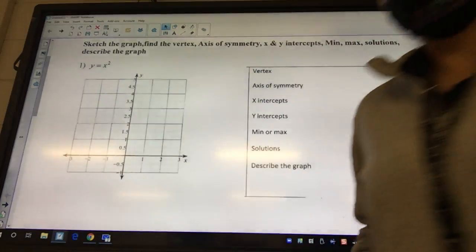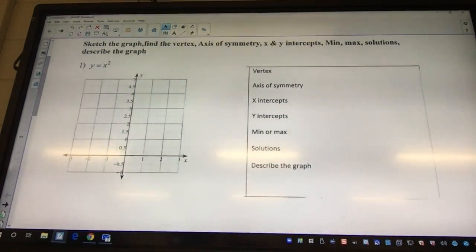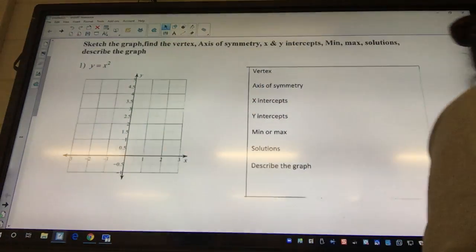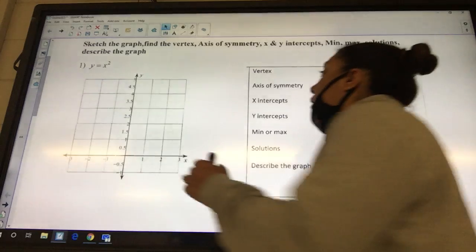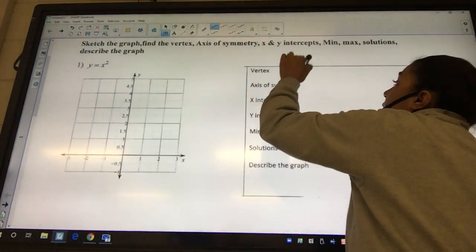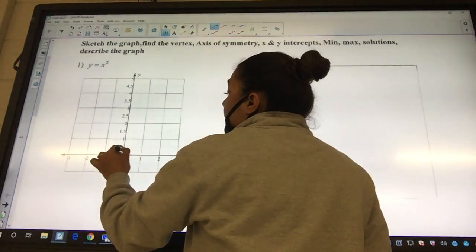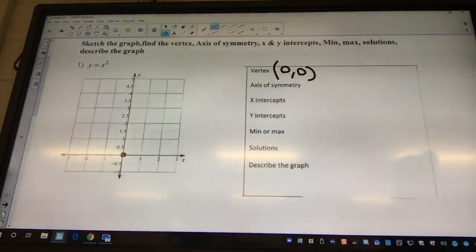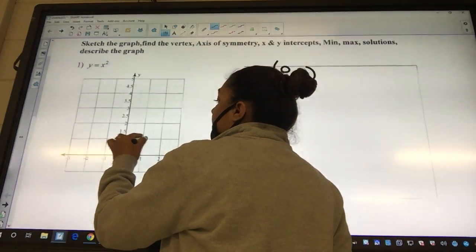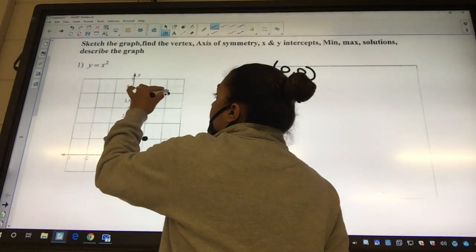What's number 1 called? It's the mom and dad graph, okay? What is the vertex? 0, 0. Okay, the vertex is always at 0, 0. So we can put that there. And then how do we go up? How do we plot the next set of points? Up 1 over 1. Up 1 over 2. And then up 4, 1, 2, 3, 4 over 2.